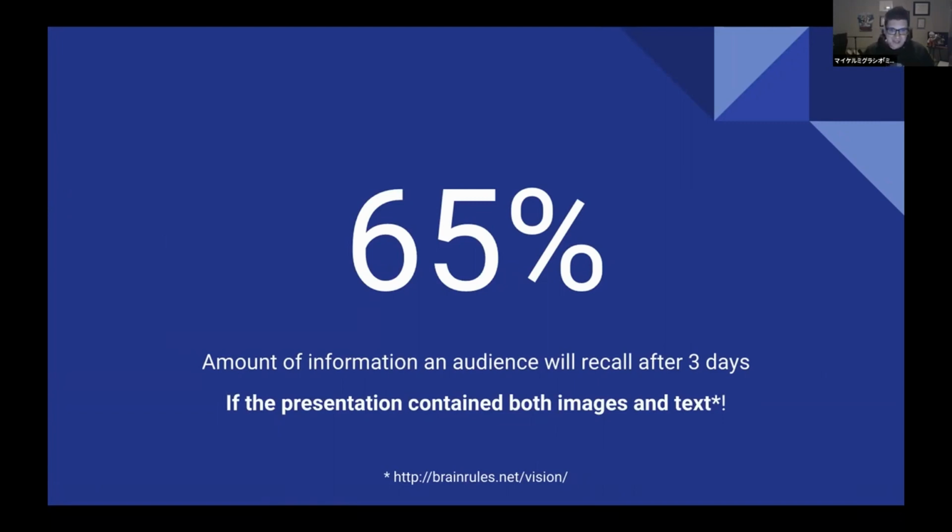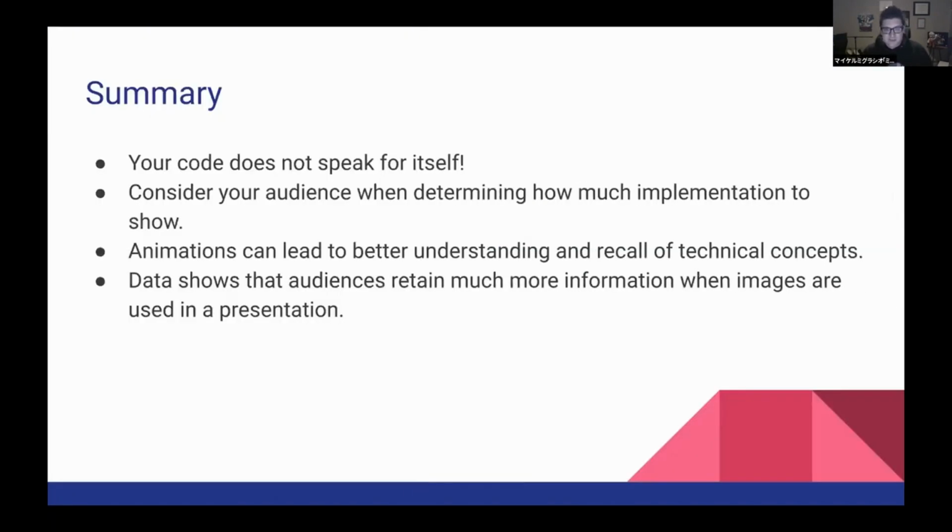Recallability of audiences jumps from 10% to 65% when images are frequently used to help explain ideas during presentations. Images are incredibly powerful tools to help audiences understand and recall. A brief summary involving your code doesn't speak for itself. Animations can lead to better understanding and recall, and data backs up that information.